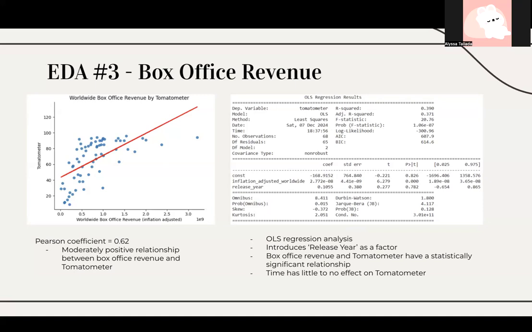The OLS regression model on the right-hand side introduces release year as a third factor. Our goal in this analysis was to determine whether or not tomato meter trends exist across time. Our conclusions of the regression analysis showed that although there is a statistically significant relationship between box office revenue and tomato meter, time does not appear to have a meaningful effect on influencing tomato meter.